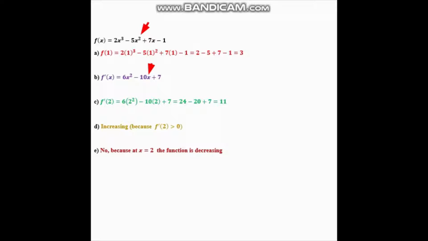Next, I want to differentiate 7x, which of course gives me 7. And finally, the 1 is a constant, so it vanishes in the derivative function. In question C, you are required to find f dash of 2, and this is simply found by plugging 2 instead of this x. So I get 6 times 2 squared minus 10 times 2 plus 7, and this gives me a final answer of 11.